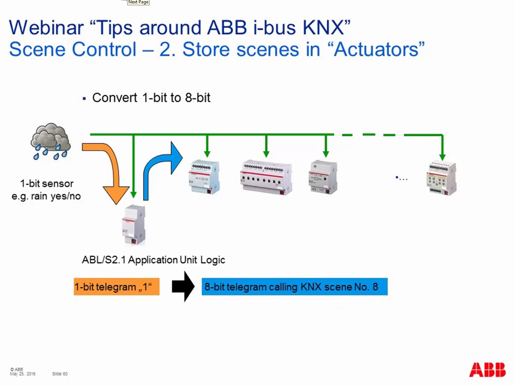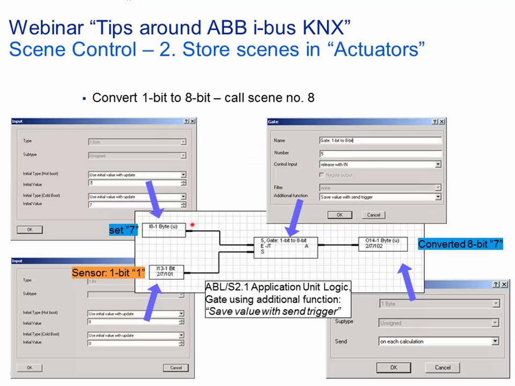We can still use the application unit logic. In the application unit logic, we need one gate, and on this gate we have one input, our control input. This is the information, for example, from the weather station, rain, yes or no. We use another input, which is 1 byte, and here we set as a default value the value 7. Then depending on rain or not, it sends this 1 byte default value to the output and so converts the 1-bit information into a 1 byte. So this is a nice feature to convert a 1-bit into a byte by using the ABL gate function.